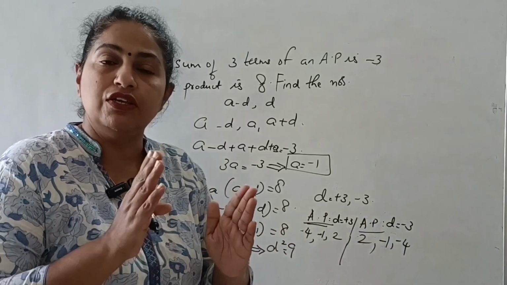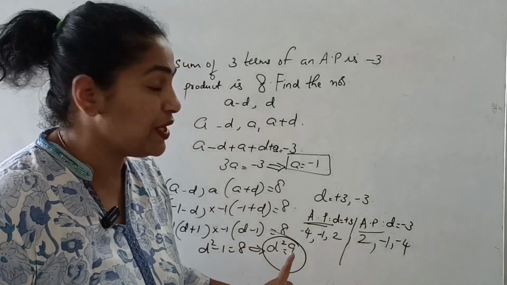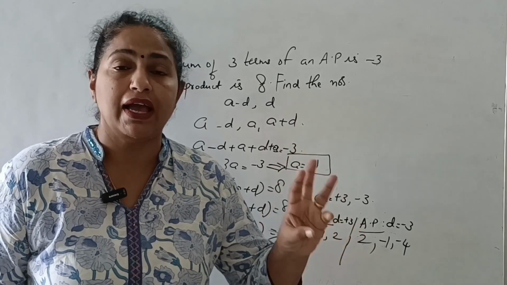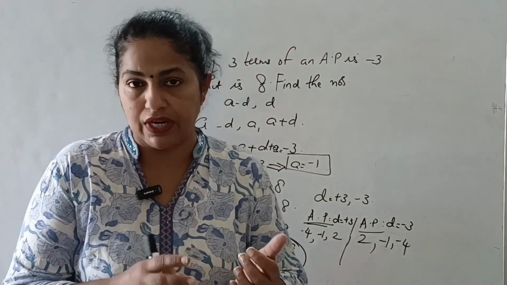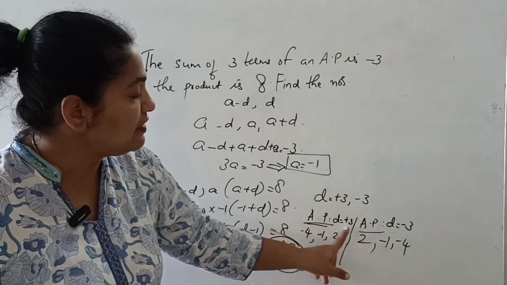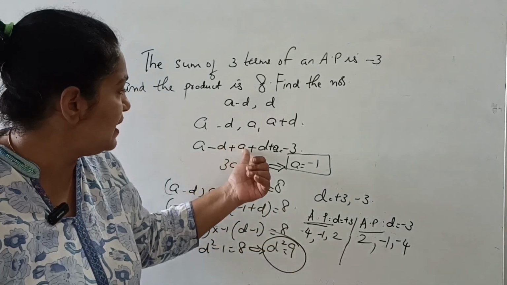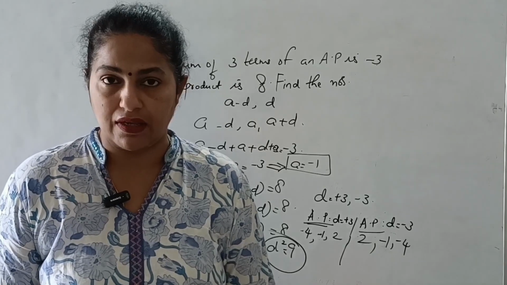One thing you have to take care of here is that when you are taking the square root, do not take only the positive number. Take both the numbers, positive as well as negative, because the common difference can be positive or negative. So you have d is equal to plus 3 or minus 3. When d is equal to plus 3, I have written the AP using a minus d, a and a plus d, and this is the AP when d is equal to minus 3.